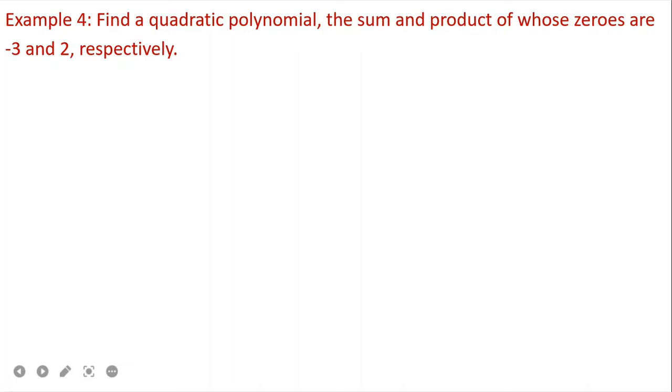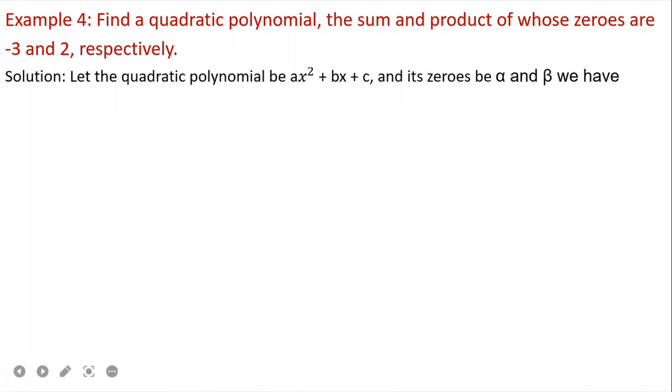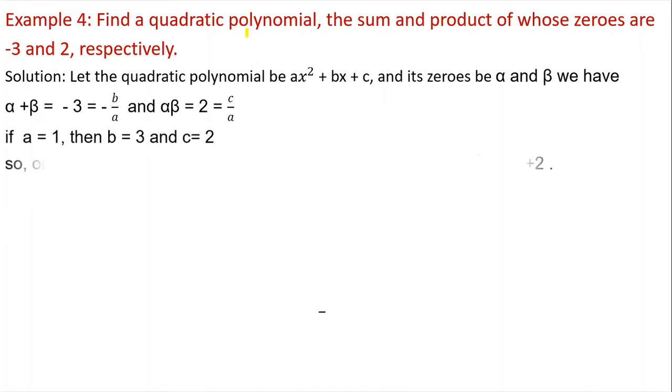Now, let us assume that alpha and beta are the zeros of a general quadratic polynomial ax squared plus bx plus c. So they have given alpha plus beta, which is equal to minus b by a, which is equal to -3, and alpha beta, which is equal to c by a, which is equal to 2. Then we can clearly see from these two that the value of a is 1, the value of b is 3 and the value of c is 2. So by knowing a, b, c, we can easily frame the required equation as x squared plus 3x plus 2.